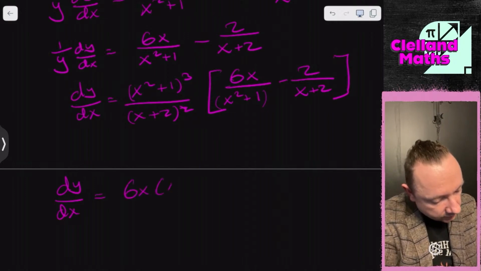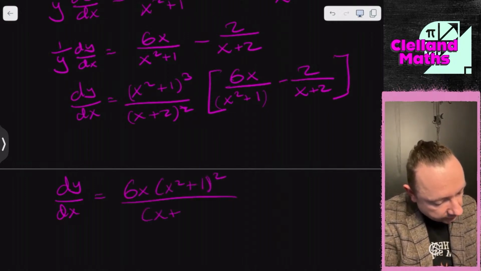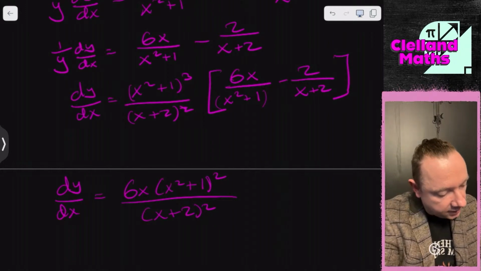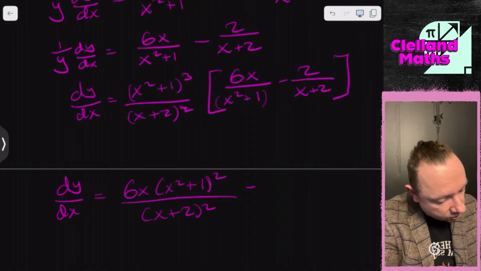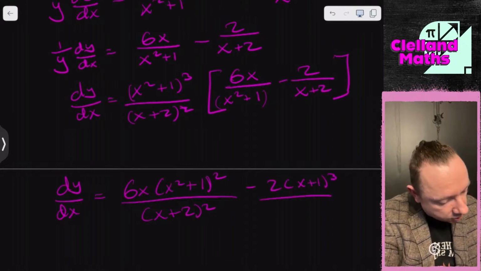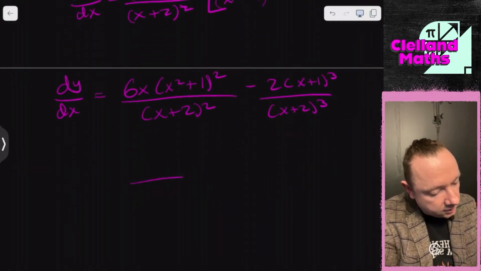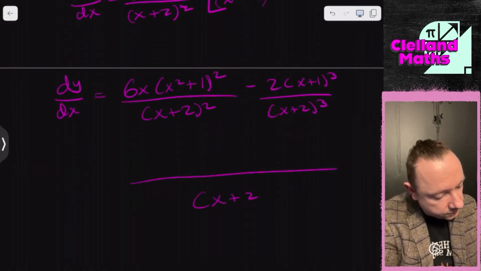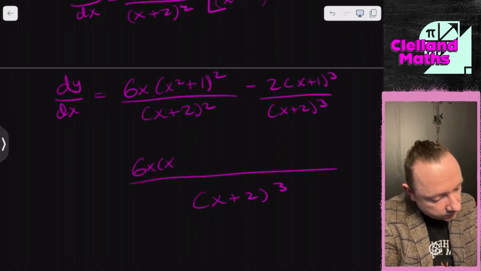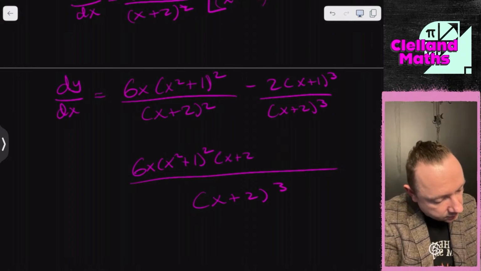6x (x squared plus 1) squared over (x plus 2) squared. Then times out the second one, I'll get minus 2 (x squared plus 1) all cubed over (x plus 2) all cubed. Common denominator is (x plus 2) all cubed. So that means that this one is 6x (x squared plus 1) all squared times (x plus 2), minus 2 (x squared plus 1) all cubed.